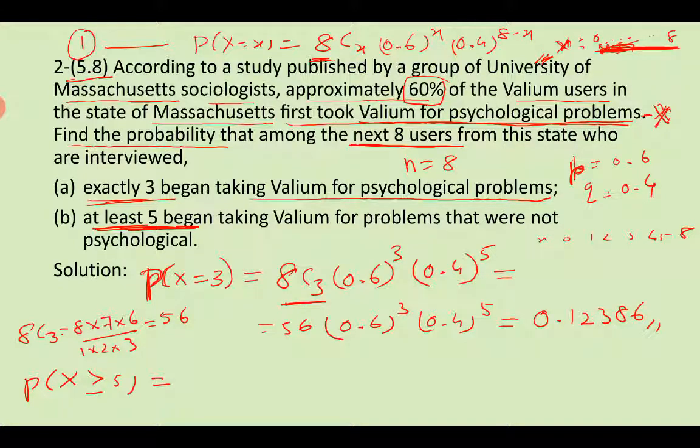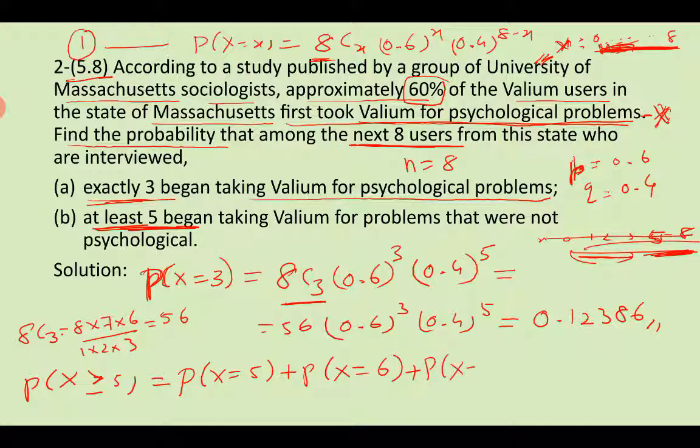If you want at least 5, you have to add from 5 to 8 all the probabilities. Otherwise, you can find up to 4 and subtract from 1. Both are equal here, no problem. So the probability of x greater than or equal to 5, which is at least 5, is the probability of x equal to 5 plus the probability of x equal to 6 plus the probability of x equal to 7 plus the probability of x equal to 8. Or you can write 1 minus the probability of x less than 5, which is 0 to 4.